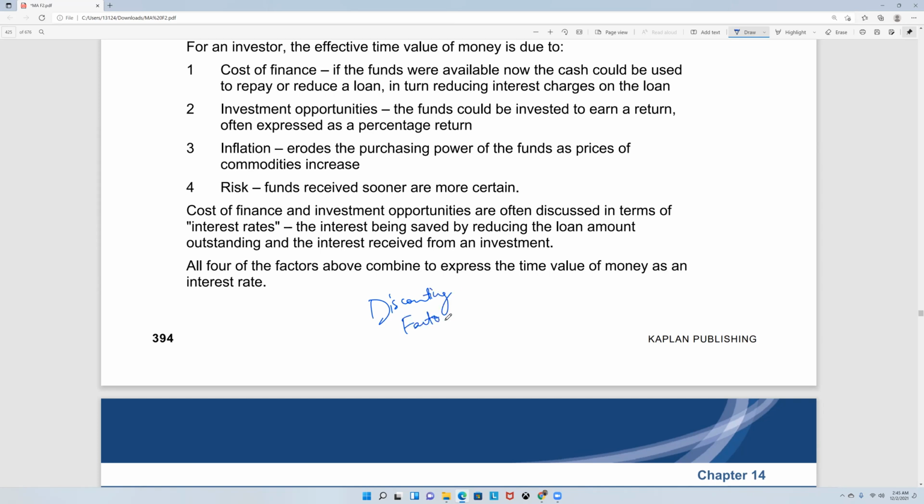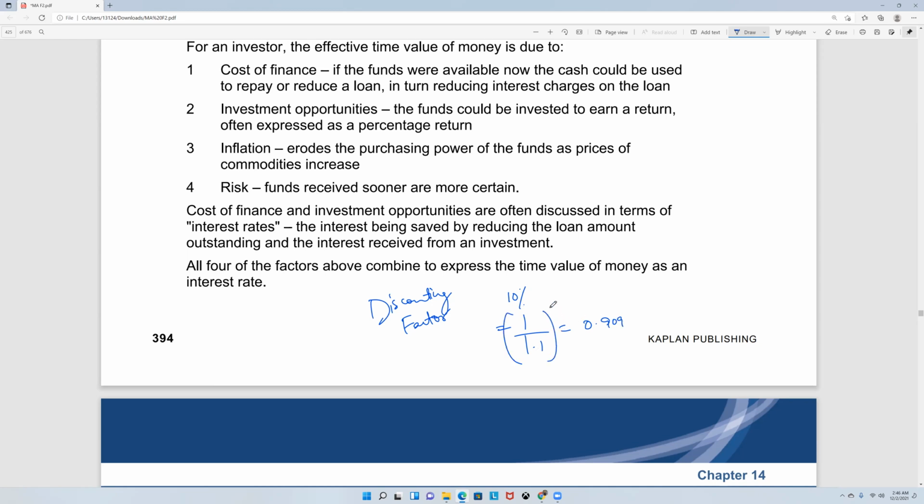What comes into picture is nothing but a discounting factor. Now, when a discounting factor is coming into consideration, we take a particular percentage, suppose 10%. So what do we do? 1 divided by 1.1, that is equal to 0.909. Now this is nothing but for year 1.